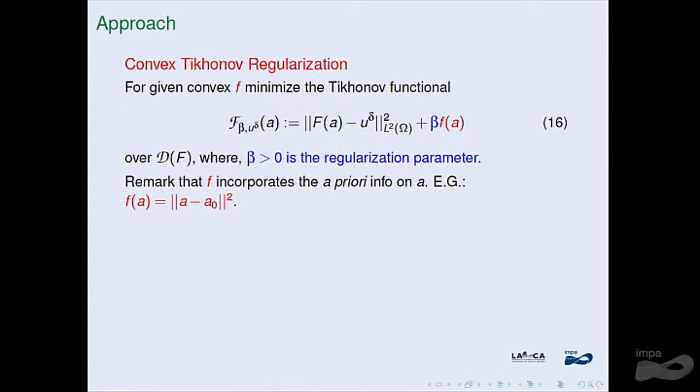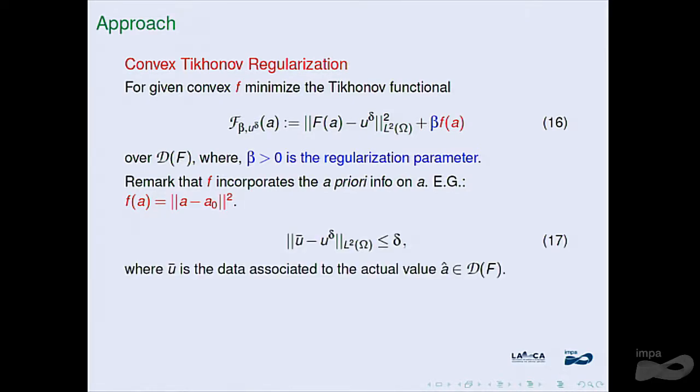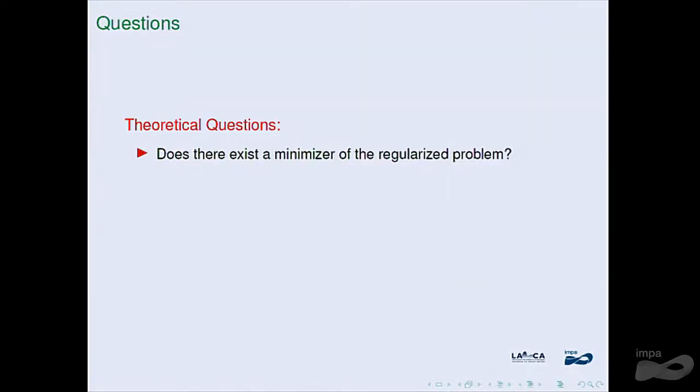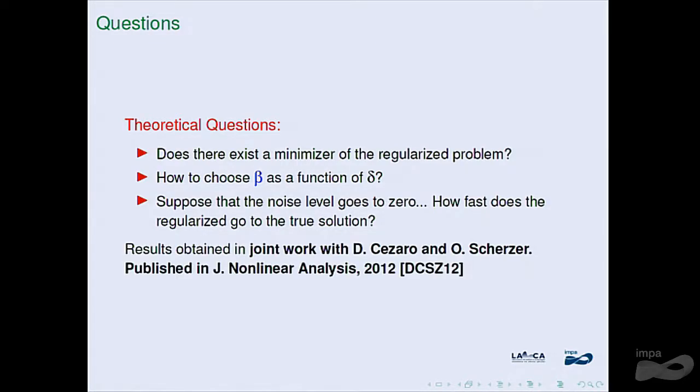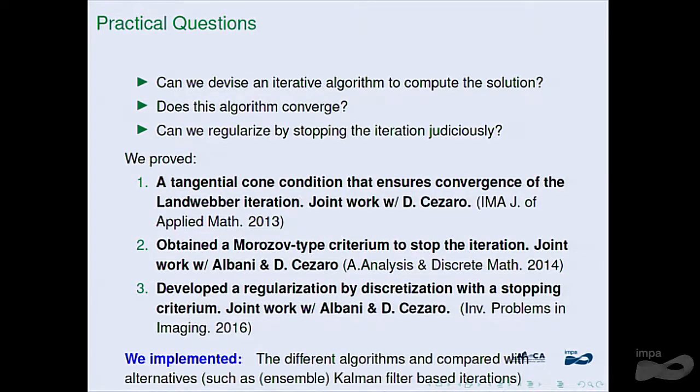So we use convex regularization with different functionals, and we have then analyzed this under some assumptions. For example, there are technical theoretical questions that have to be answered immediately. For example, does there exist a minimizer to the regularized problem? The answer is yes. How to choose the regularization parameter here in a proper way, we find a way of doing that. And suppose now that the noise level goes to zero. In other words, suppose that the uncertainty that I have about my data goes to zero. How fast does the regularized solution go to the true solution? We get the convergence rates. This was published a few years ago in the paper with Scherzer. And we also get iterative methods to solve the problem. We have developed different techniques to attack this. And we have proved convergence of the iterative method.